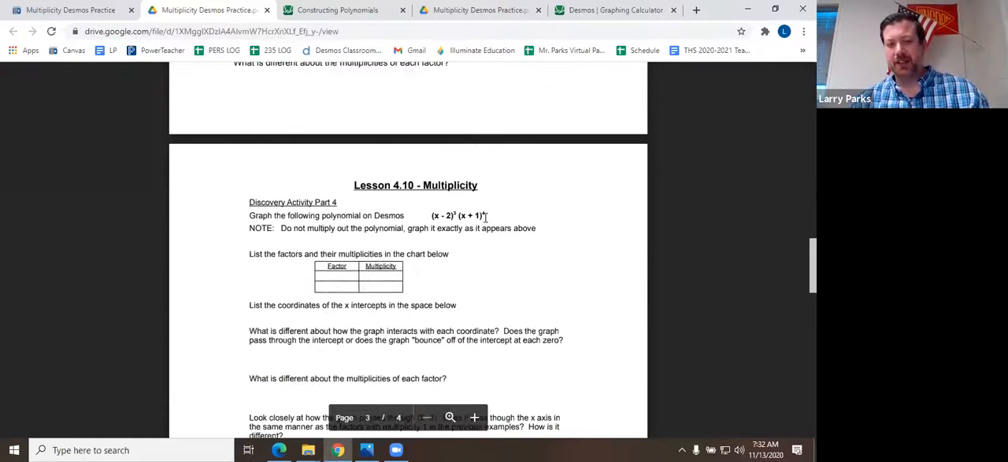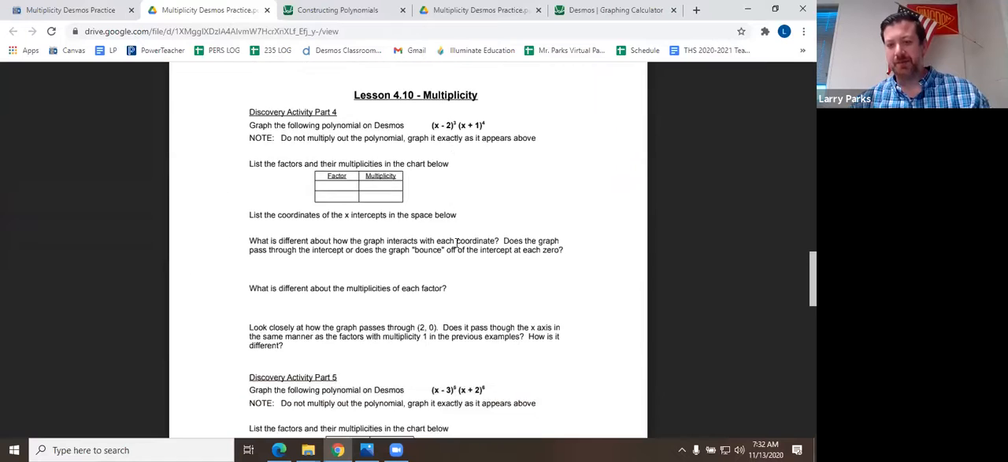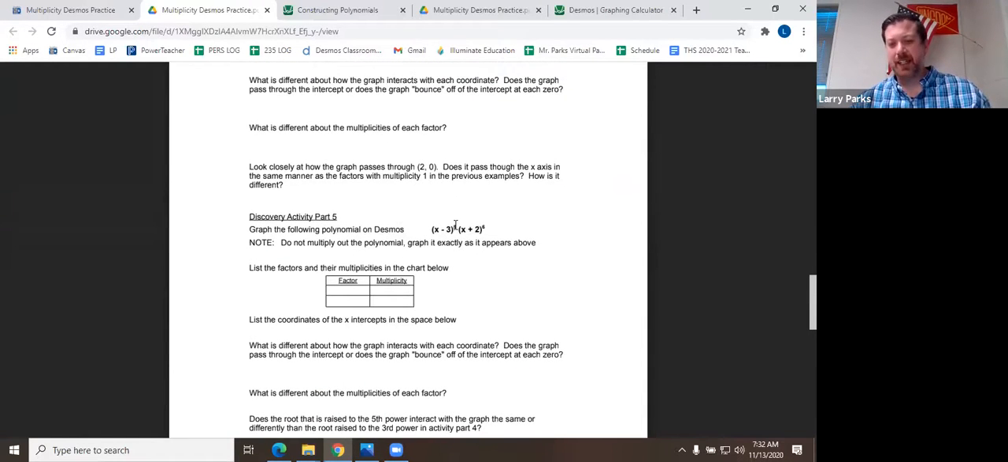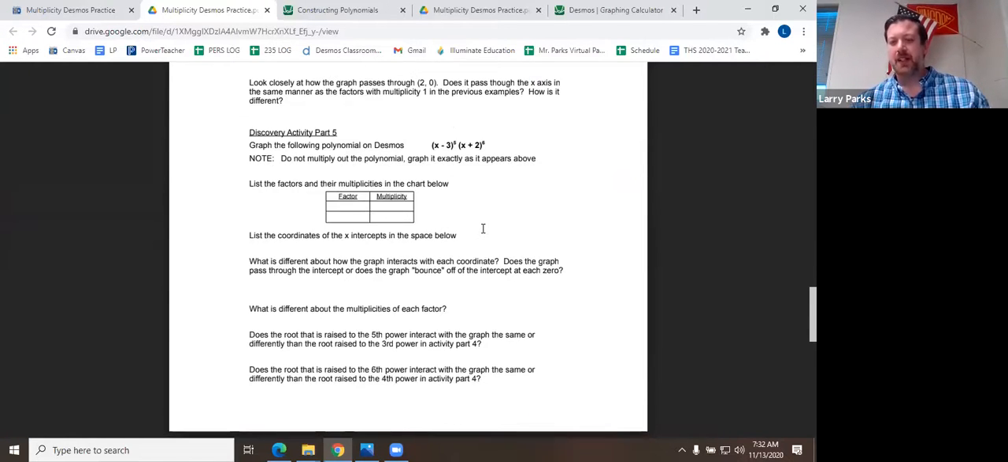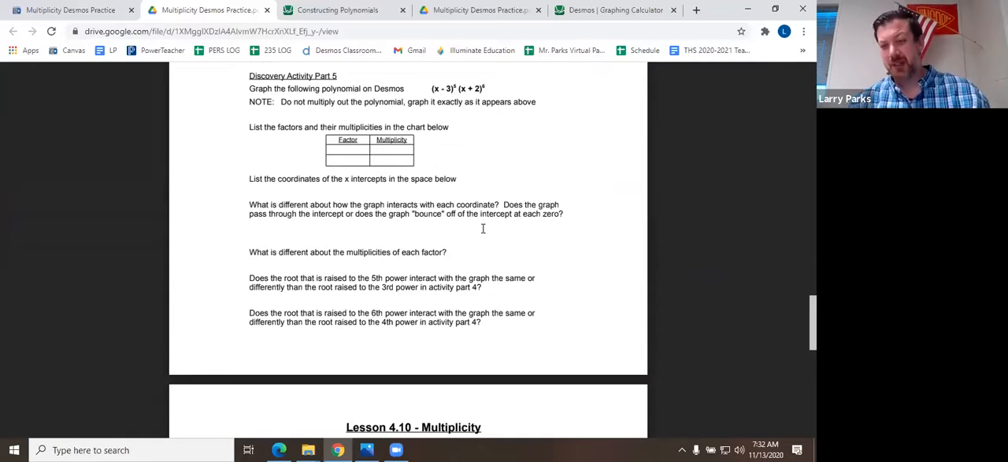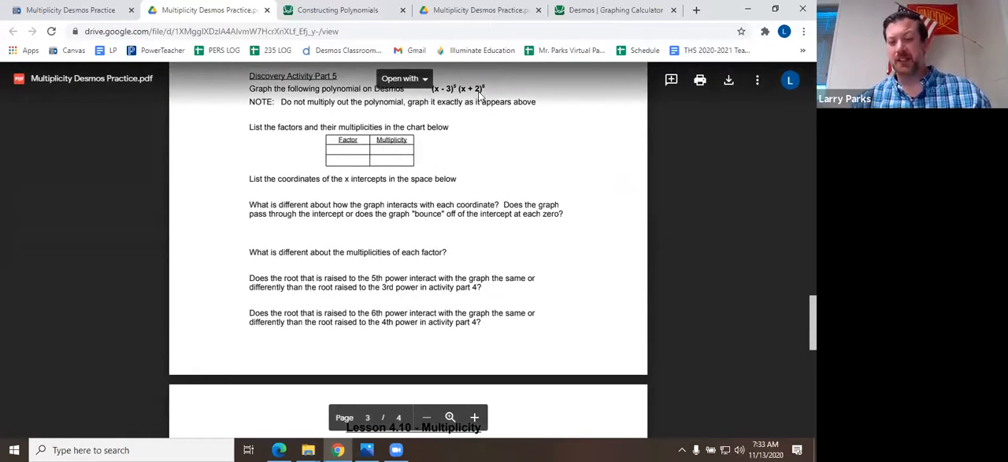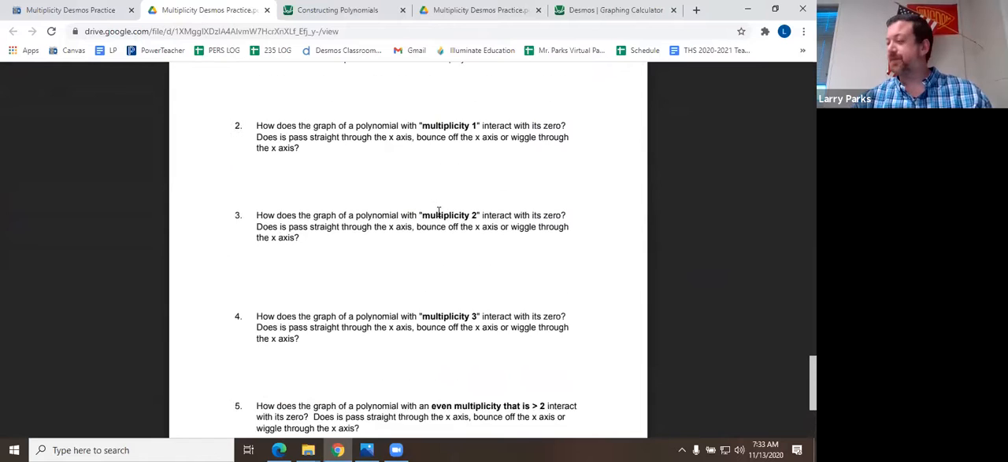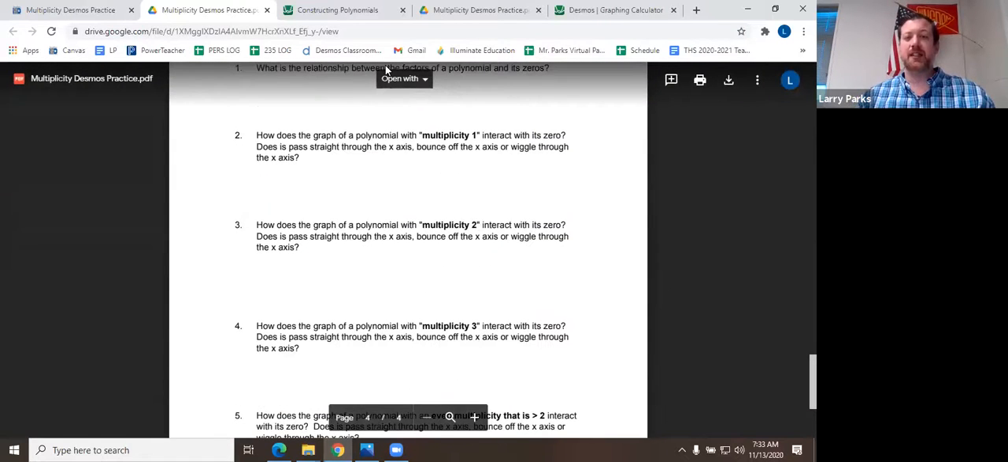Notice this one's already in factored form. And this one's already in factored form. What's different is it has an exponent. And we're going to talk about what that exponent means. Long story short, it just means that it's a multiple zero. It happened 5 times. This one happened 6 times. Okay, so this is an exploration activity. But let's go ahead and get started with multiplicity, and then I'll factor those. I believe it was 4 functions.